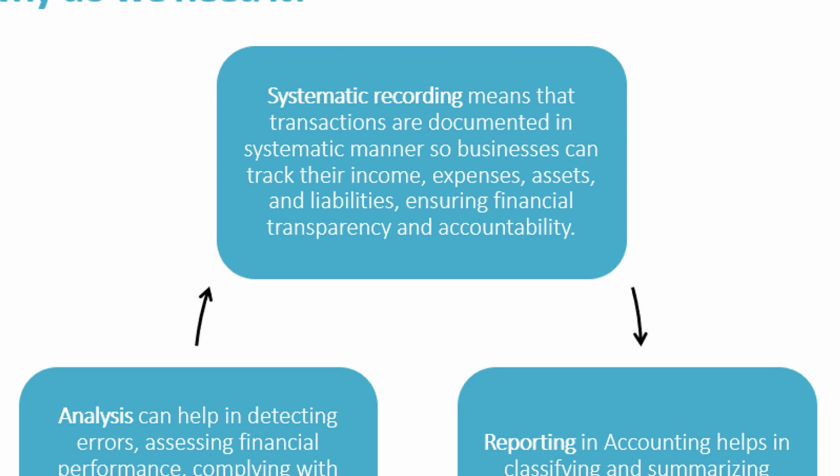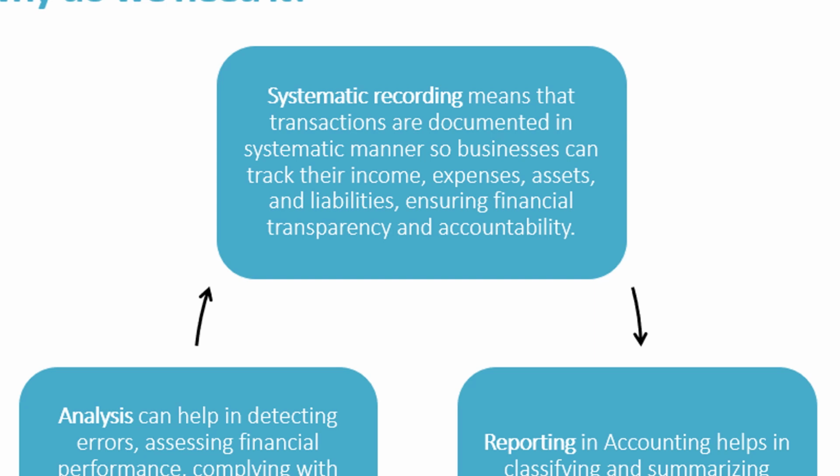By maintaining proper systematic accounting records, which means transactions are posted and documented in a systematic manner, a business can track their income, expenses, assets, and liabilities, ensuring financial transparency and accountability. Systematic here means accounting rules, standards, and so on. We will talk about some of them in more detail in this session. This way of record keeping ensures transparency and accountability in financial matters.